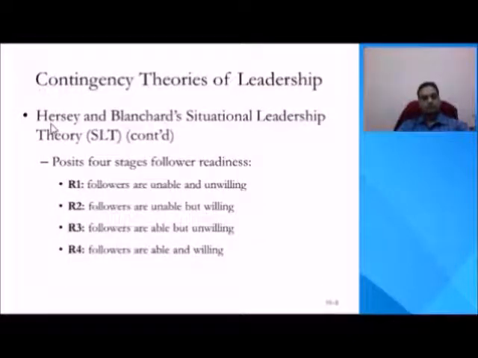So when you are facing a set of followers who are unable and unwilling, what would be the type of leadership style that you have to adopt? What the SLT says is that for the R1 set of followers, the leader would need to use the telling style. They have to give clear and specific direction to the followers, because the followers are unable, there is a lack of competency, so they would like to get more direction, and they also have to be forced in a way, coaxed to do the task.